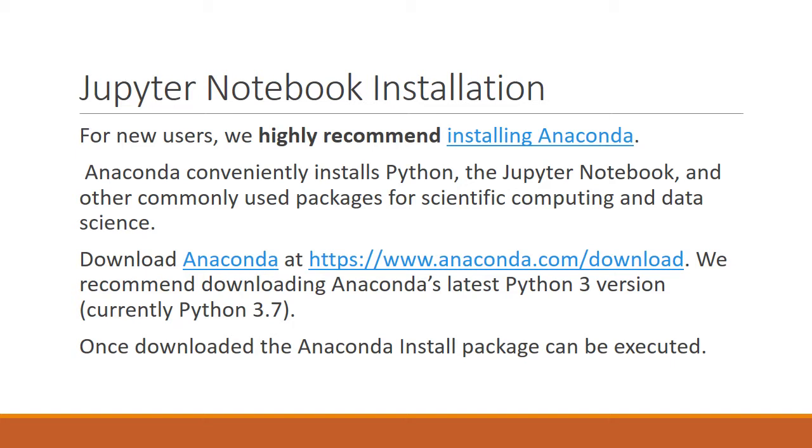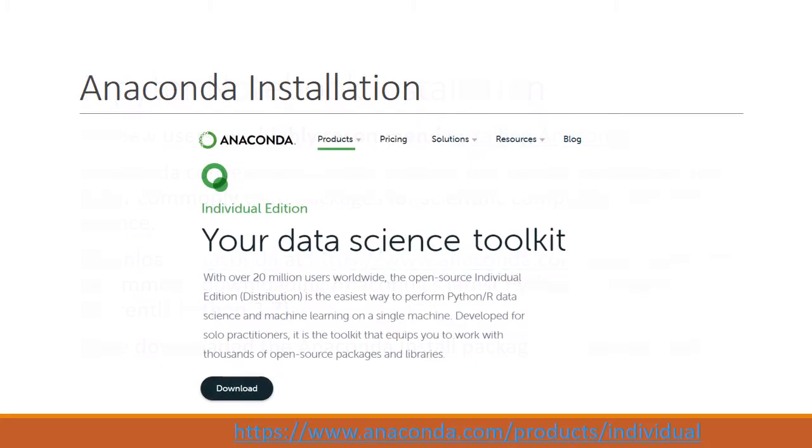Both Python versions 2 and 3 are available on this download page, but it's important for you to select a Python 3 version, currently 3.7, for this workshop. Once downloaded, you can execute the Anaconda install package. We are installing the individual edition of Anaconda. This installation is free and will provide the open source versions of Jupyter Notebook and Python interpreter. When you're ready, click the download button.